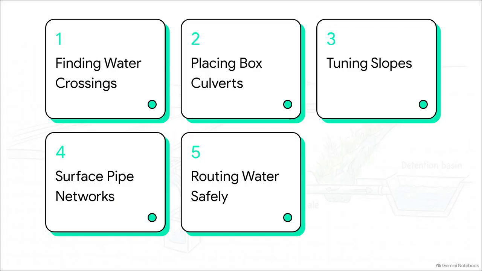To solve this, let's take a quick look at our roadmap for today. We're going from identifying the initial natural water crossings to placing box culverts, tuning our slopes and elevations, creating surface pipe networks, and finally, routing that water to safety.